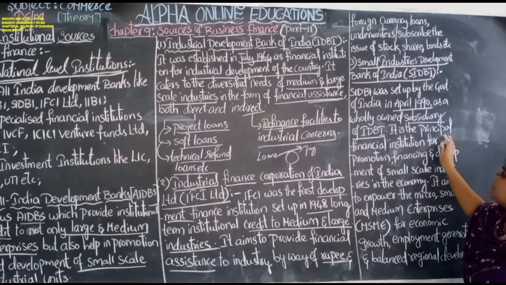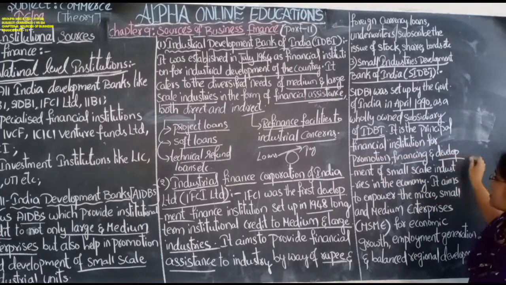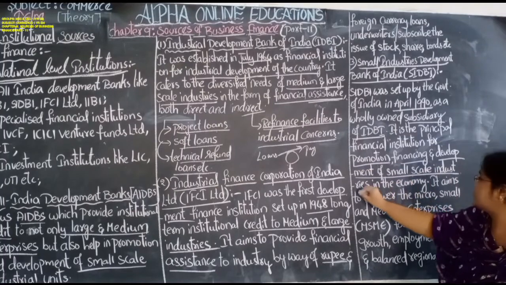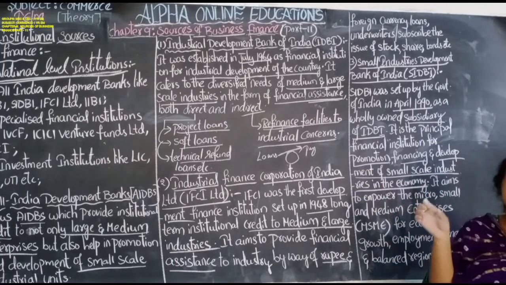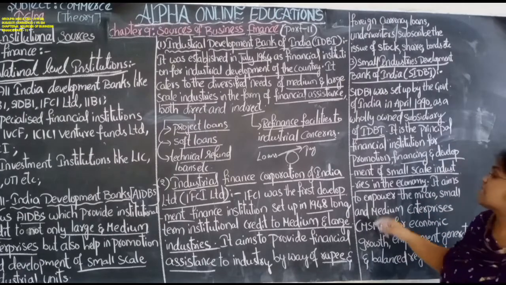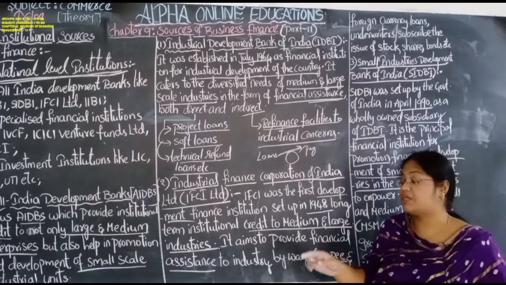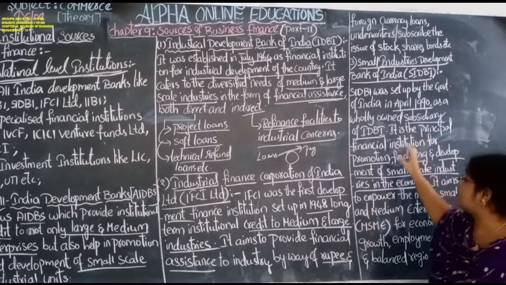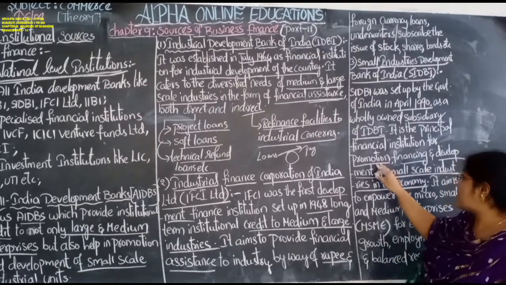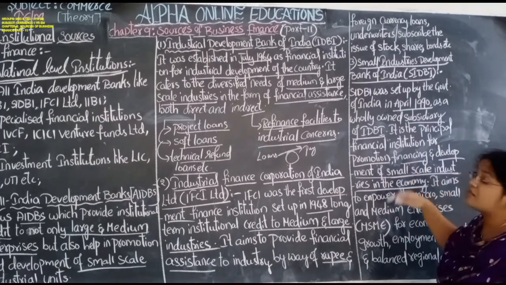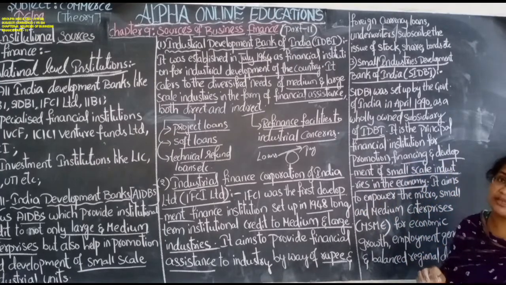It is the principal financial institution for promotion, financing and development of small scale industries in the economy. It is used for the development of only small scale industries, whereas IDBI is used for the development of large and medium sized industries. Promotion means development, financing means providing finance, for the development of small scale industries in the economy.